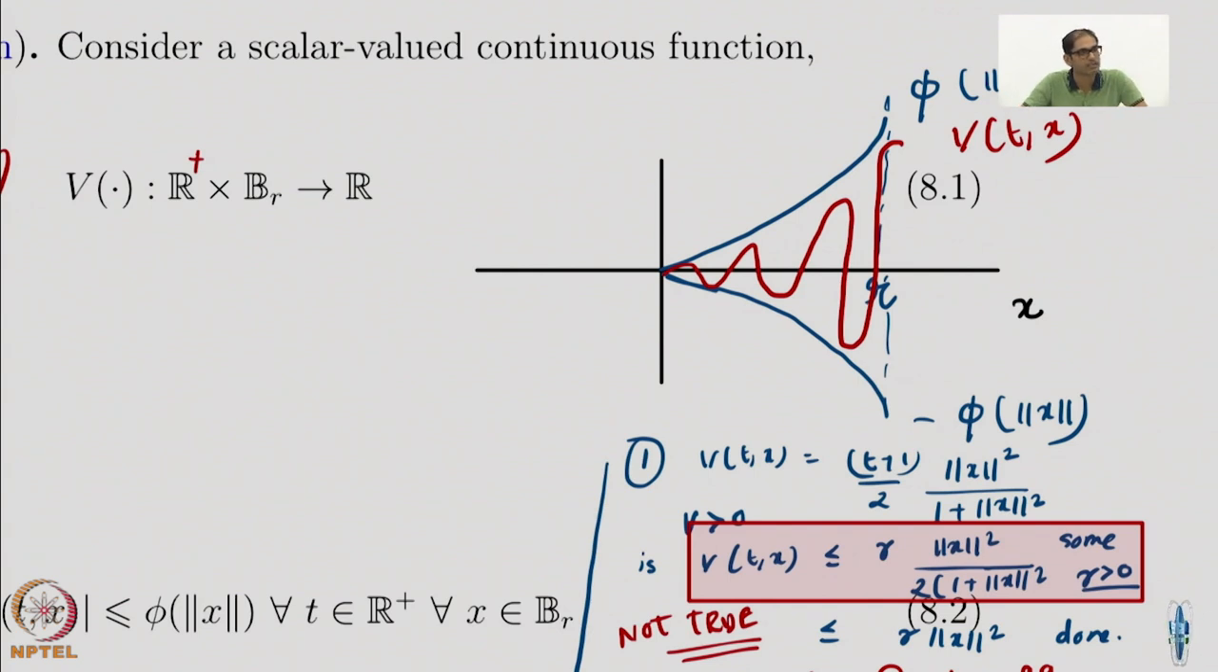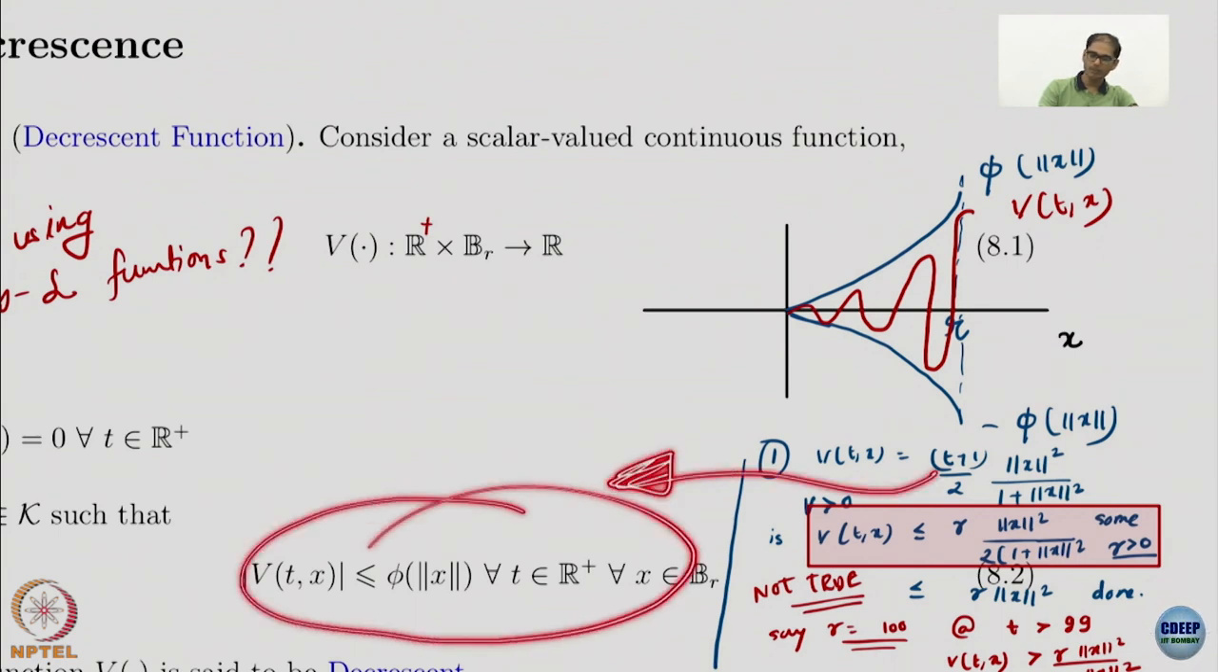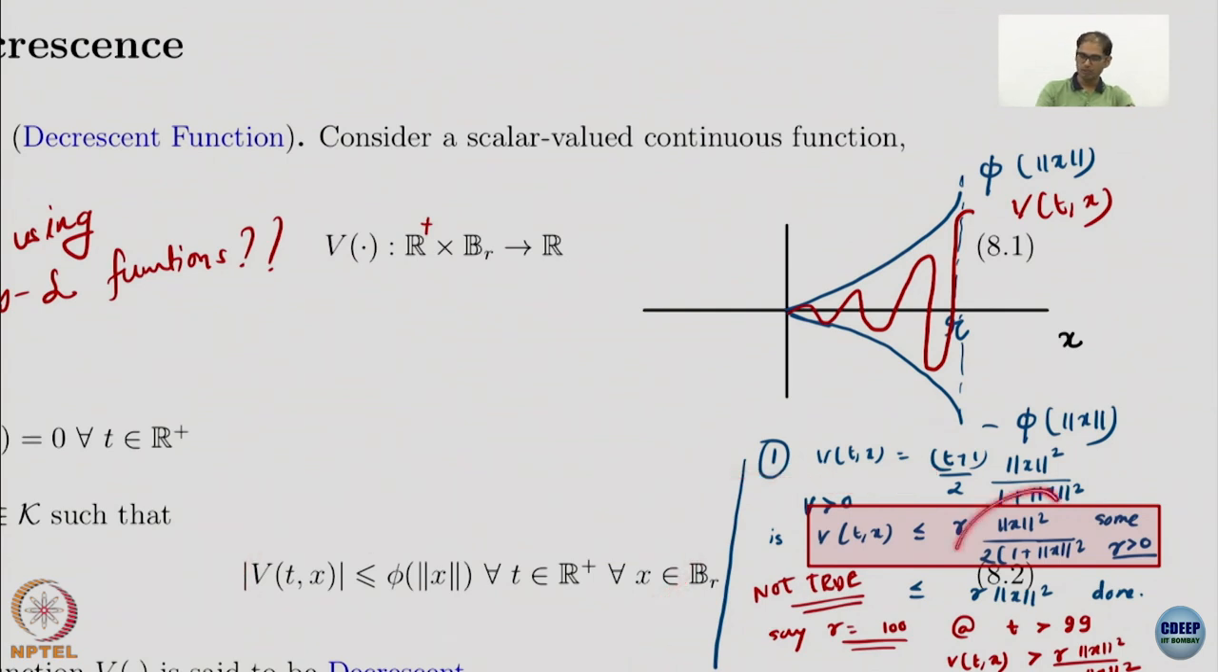But can I just categorize this as being not decrescent? How would you claim that this is not a decrescent function? I have shown that for one choice of phi x, this kind of upper bounding will not work. Can you say the same for every possible choice of phi x? Yes, no, think about it. Will this fail for this example, for arbitrary phi x now, not this specific choice? Because I can't say that it did not work for one choice I made, so it is not decrescent.